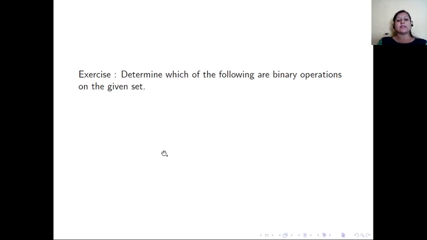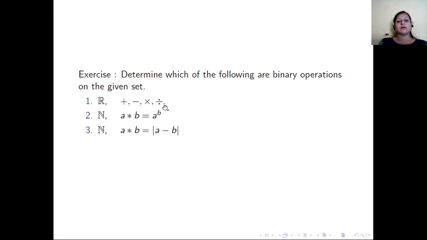Now let us do the exercise. Determine which of the following are binary operations on the given set. First example, consider the set of real numbers R and various operations are given here. Addition, subtraction, multiplication, division. Now among these four operations, for first three operations, addition, subtraction, multiplication, we know set of real numbers is closed under these three operations.